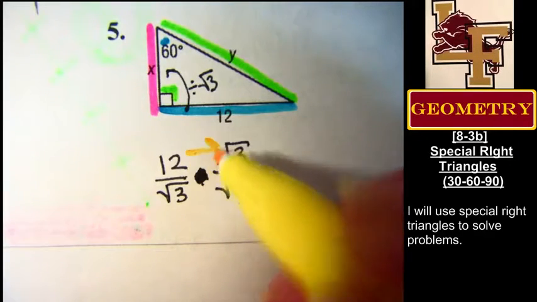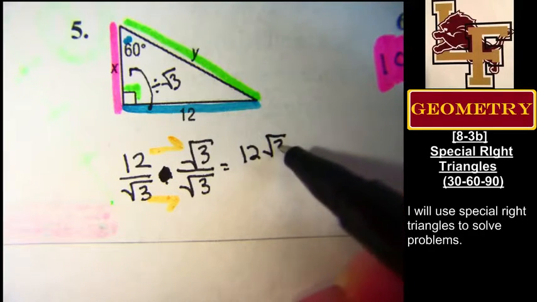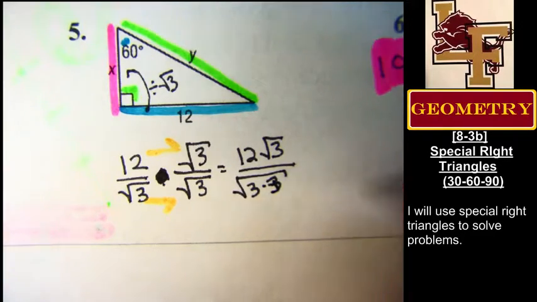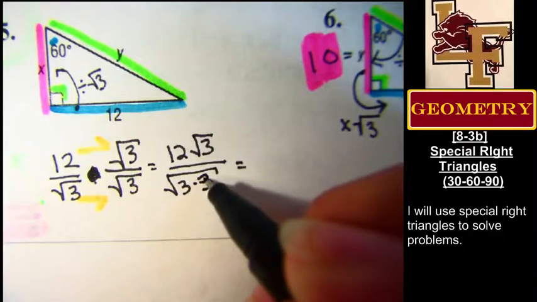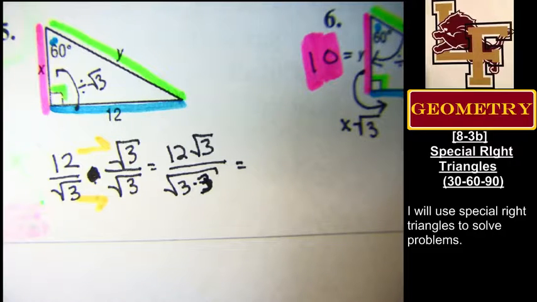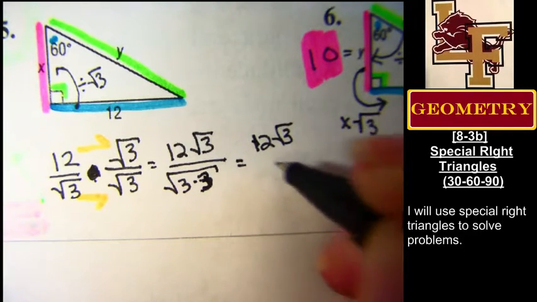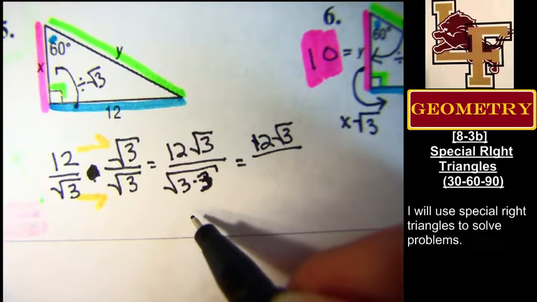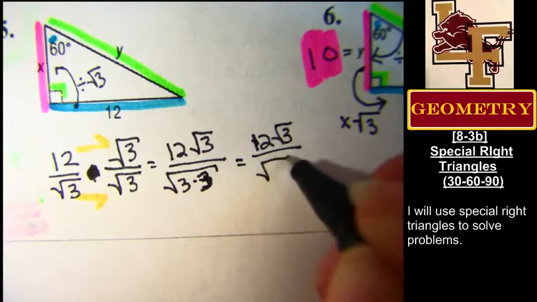This way, when I multiply straight across, I end up with 12 square roots of 3. And in the bottom, I end up with square root of 3 times square root of 3. This is a times. It's a really big Godzilla of a times. All right, I'm looking in the denominator again. What's square root of 3 times square root of 3? 9. 3 times 3 is 9. So square root of 9.